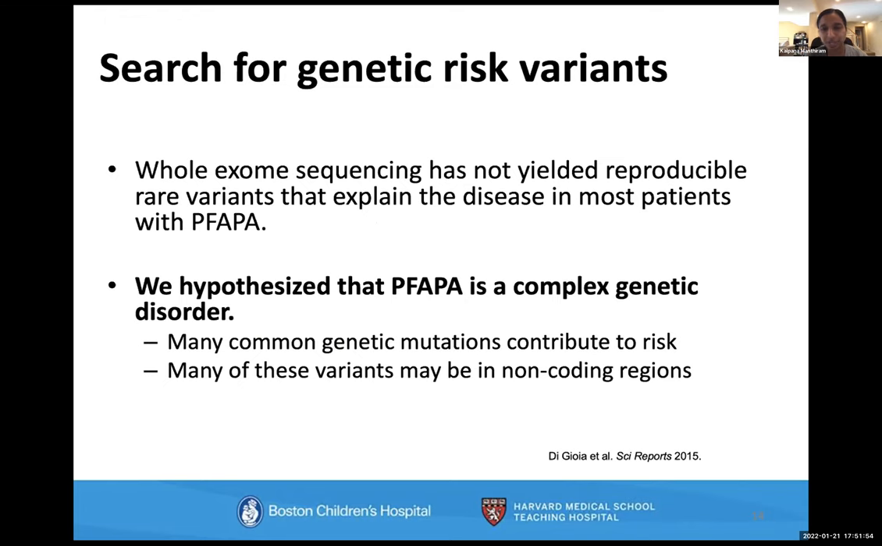So we changed our approach at that point and hypothesized instead that PFAPA is a complex genetic disorder, which means that many common genetic mutations, which may not be within even the gene itself, but maybe in regulatory regions of the DNA, contribute to the risk of the disease. And many of those variants, as I said, may not be in the coding regions. So they're in non-coding regions of the genome.